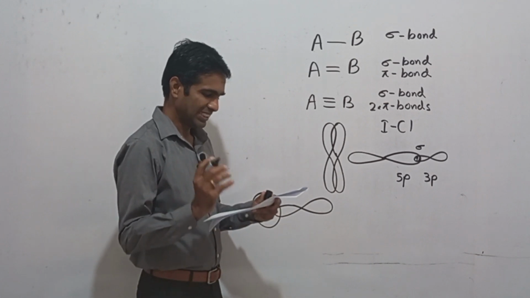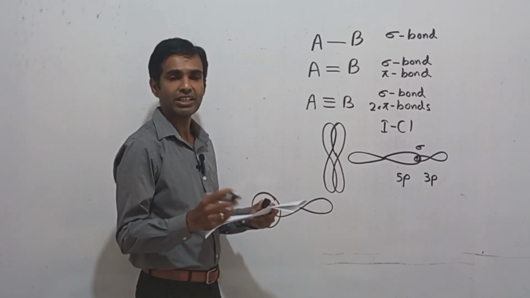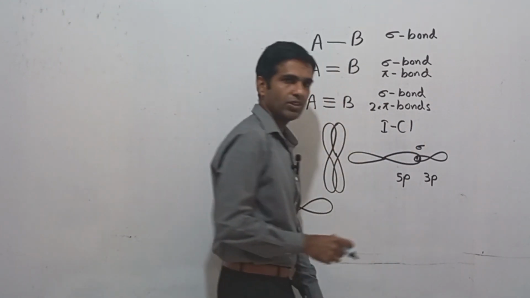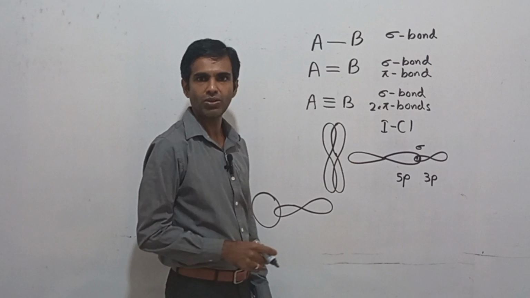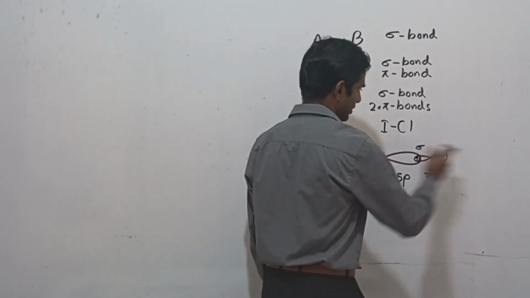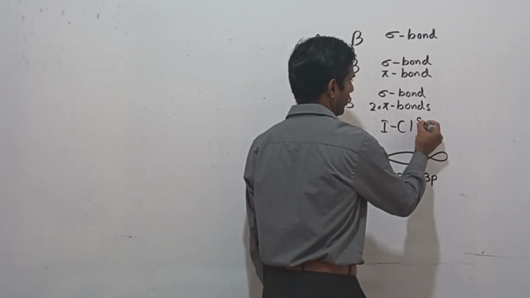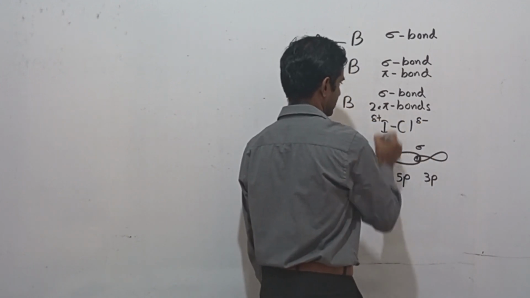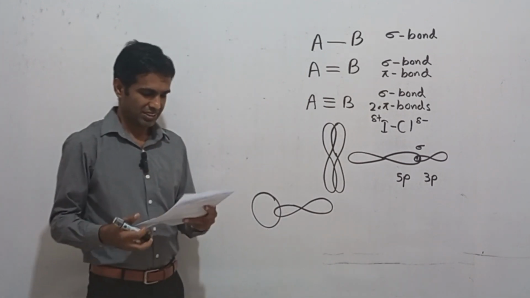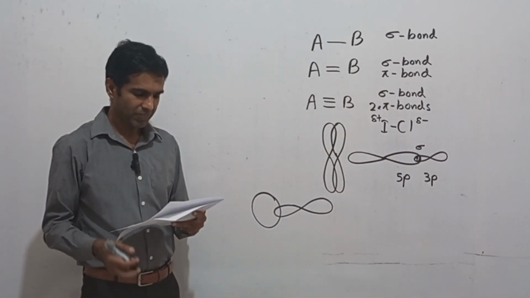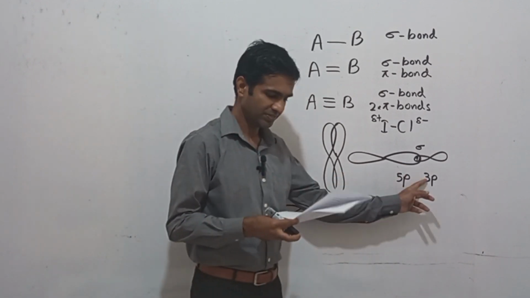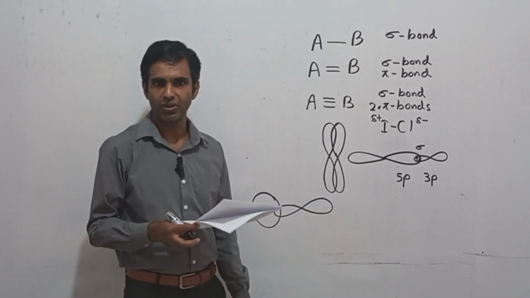Then the statement is about the polarity of this bond. We know that the electronegativity of chlorine is higher than the electronegativity of iodine. Therefore, this bond is polarized towards chlorine atom. Therefore, this bond is a polar bond. Now, what about the fifth statement? Bonds formed by linear overlapping of p orbitals are always non-polar.